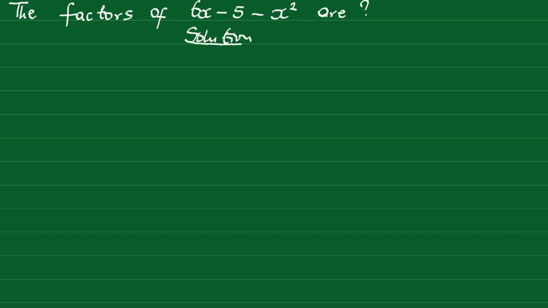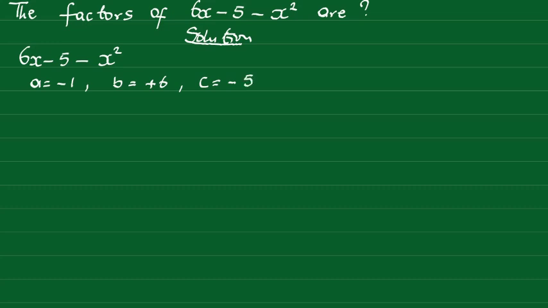Next, we copy out our expression, 6x minus 5 minus x squared. Now, we take note of the fact that our value for a in this expression is equal to minus 1, our value for b is equal to plus 6, and our value for c is equal to minus 5.